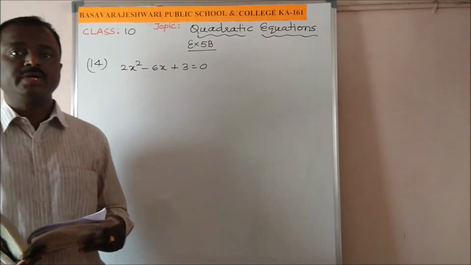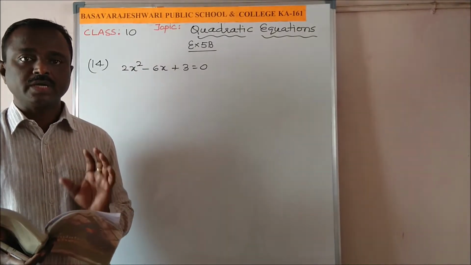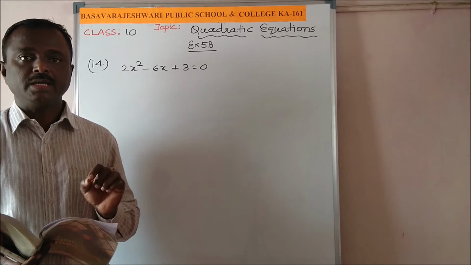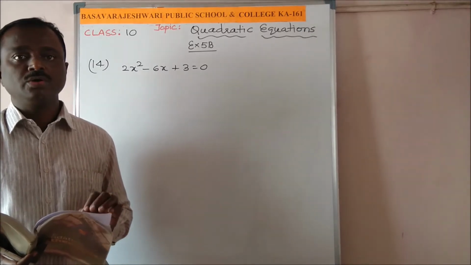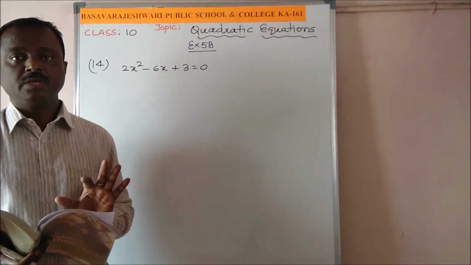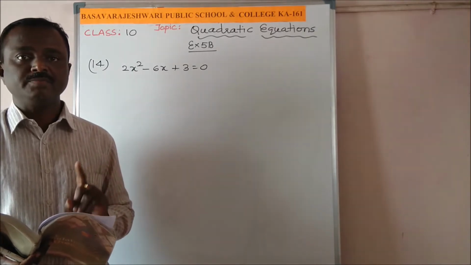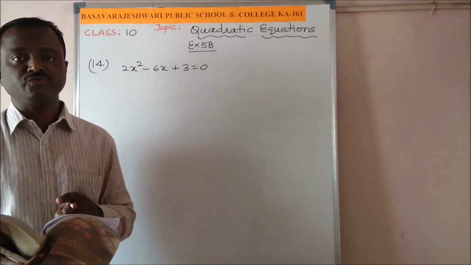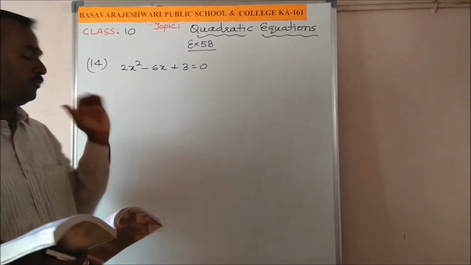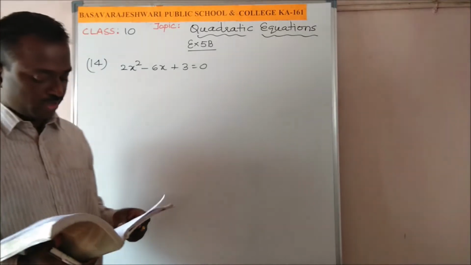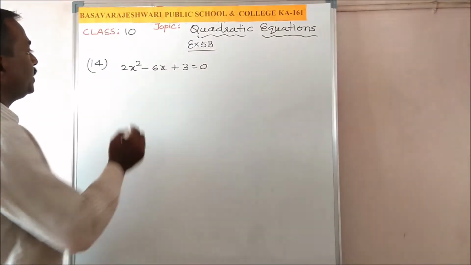So from the last session, we are discussing how to solve the quadratic equation by quadratic formula or Sridharacharya's rule. You know what is the formula? x is equal to minus b plus or minus root of b square minus 4ac by 2a. So use that formula and we will continue from 14th question, Exercise 5b.